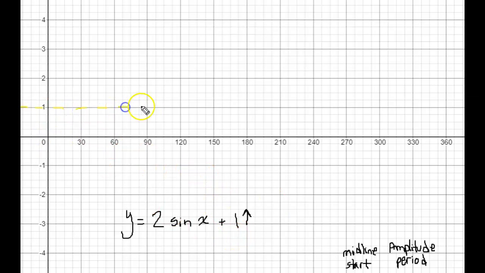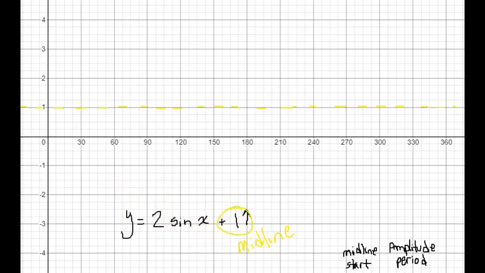Now again, the midline doesn't show up in the graph, so notice I'm using just yellow. But I need to know where the middle of my wave is, so I'm putting a midline there. Big thing to note is if you've got anything added outside of the function, this is always what shifts our graph up and down. This is always going to give you your midline. It's where the center of the circle is.